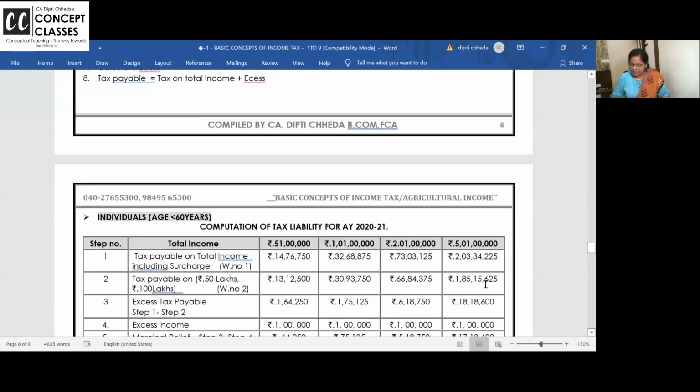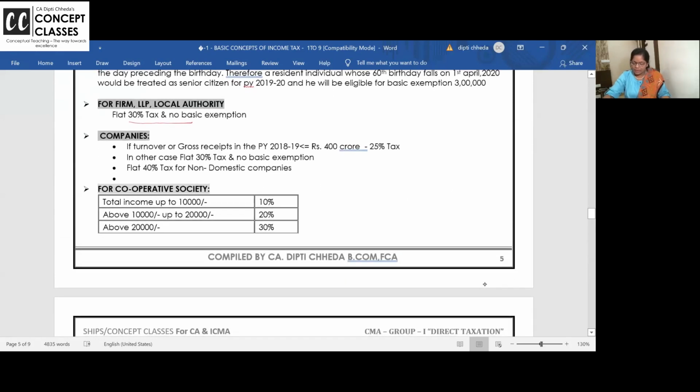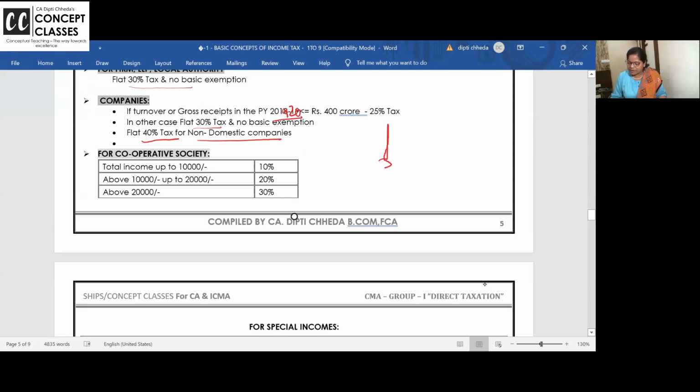Company. The turnover of gross receipts of 18-19, sorry, this is 19 and 20, change it. Generally, companies are paying tax at the rate of 30% flat if they are domestic Indian company, and non-domestic foreign company are paying 40% flat. 30% flat and 40% flat. Indian company, and this is foreign company.